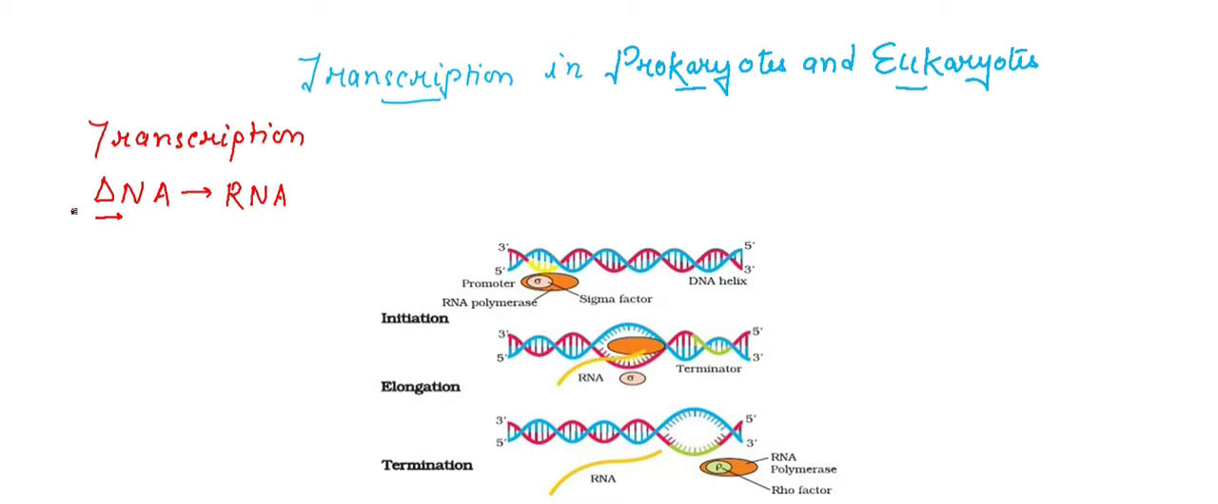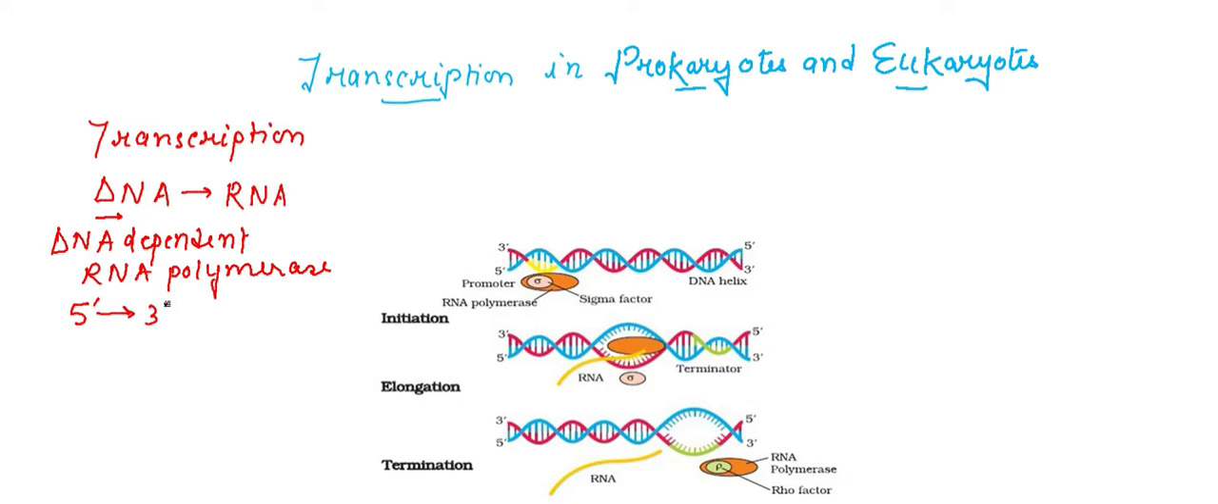Here the enzyme which is responsible, that is DNA dependent RNA polymerase, always polymerizes in the 5'-3' direction.